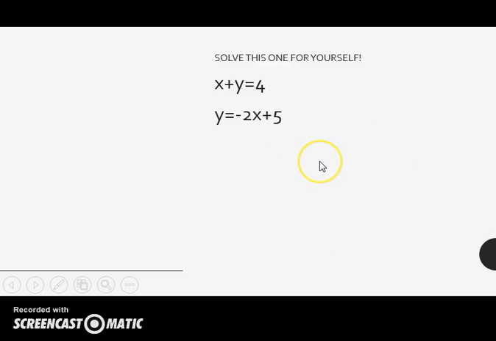And so that is where these two lines meet, which is right here on the coordinate plane, which is 2 and 4. We have an equation for you guys, which is x plus y equals 4 and y equals negative 2x plus 5. You can pause the video to solve it, and on the next slide we'll have the answer for you. So pause the video if you want to work it. If not, you'll see the answer.